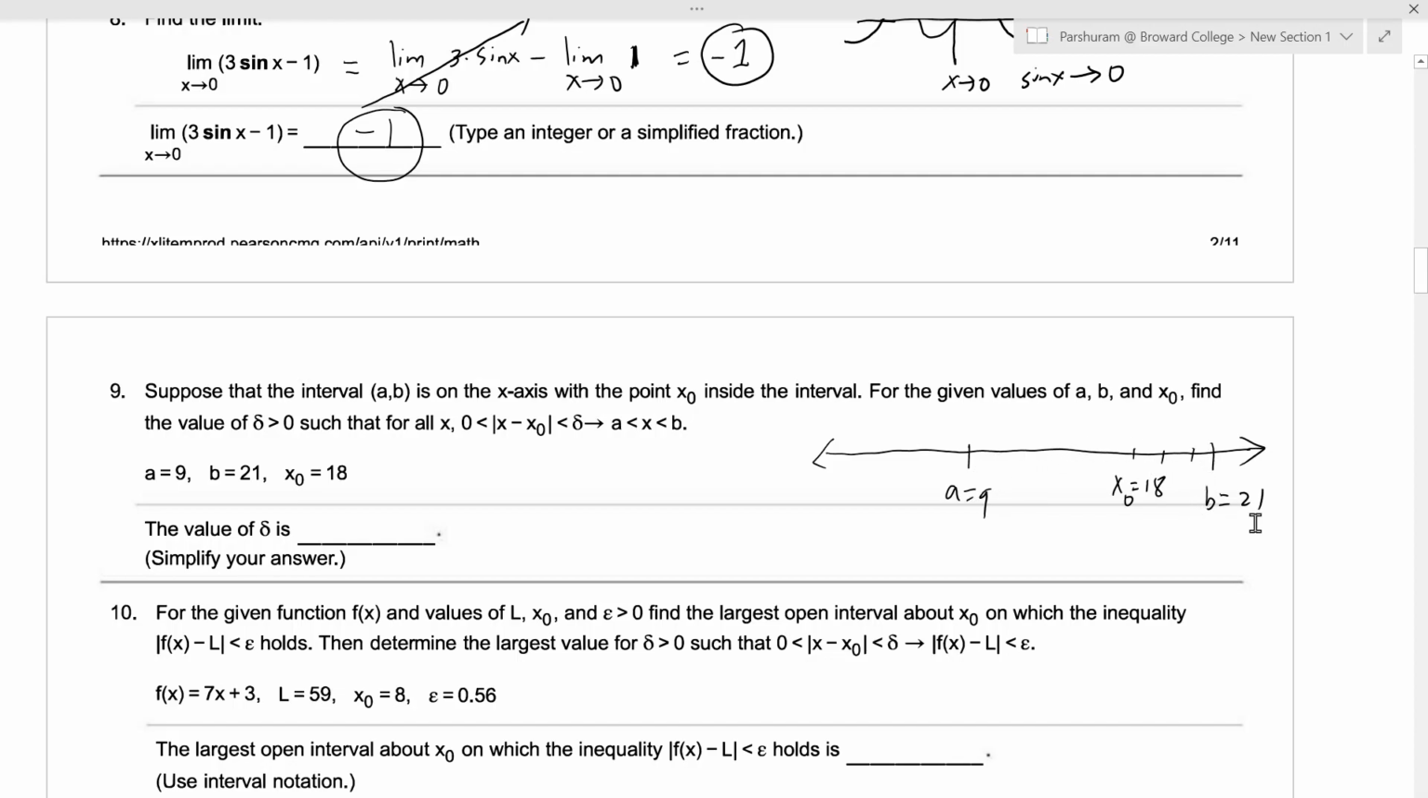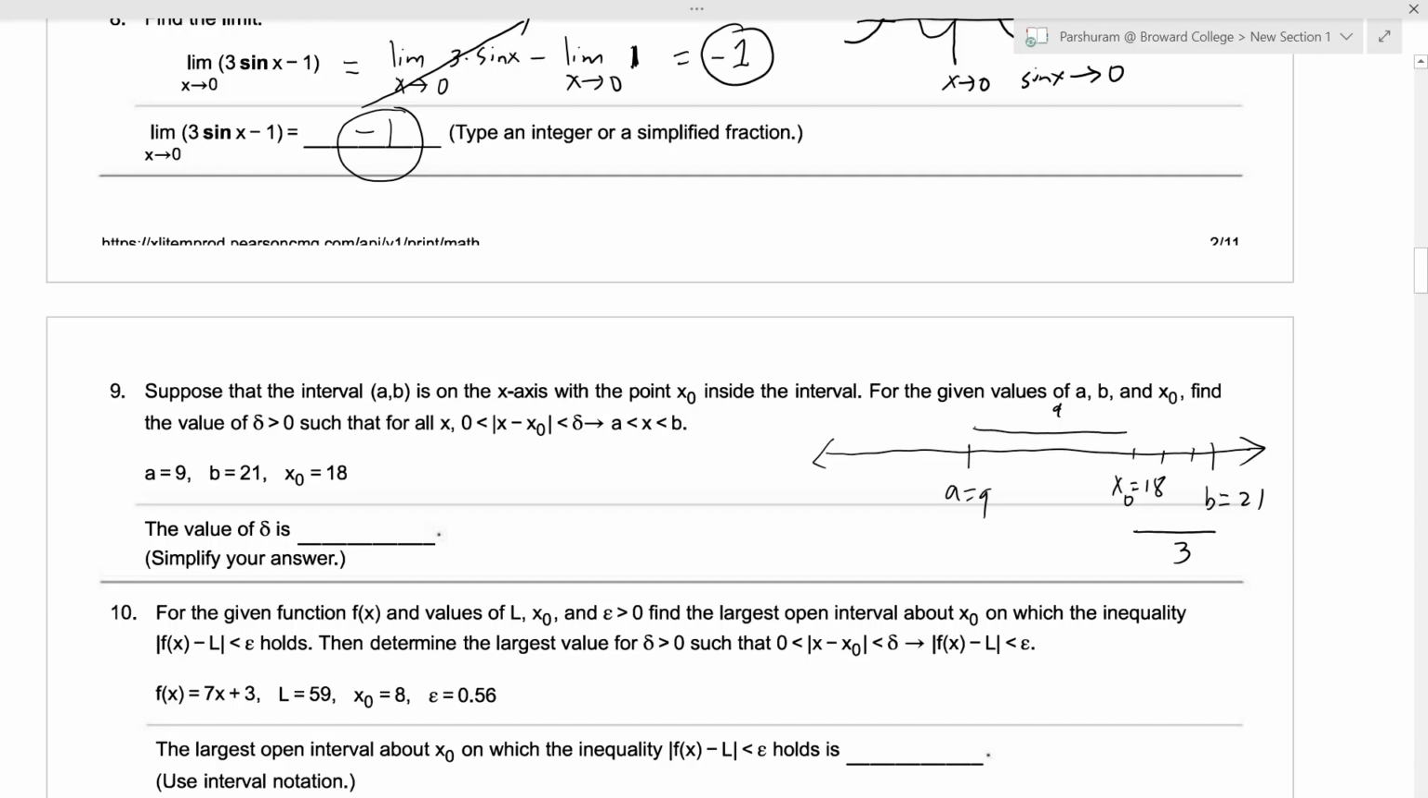And that is only possible if you choose delta as the smaller distance from x0 to A or x0 to B. So the idea is you need to find the distance between x0 and A, which you can see is 9, and the distance between x0 and B, which you can see is 3. And you just have to choose the lower one as your value of delta.